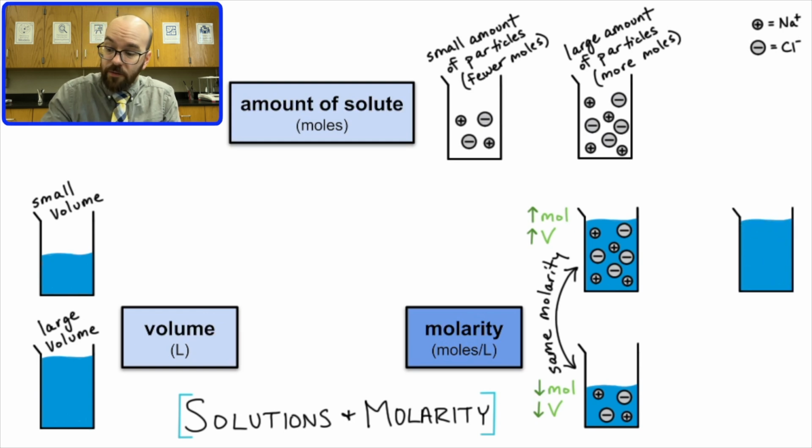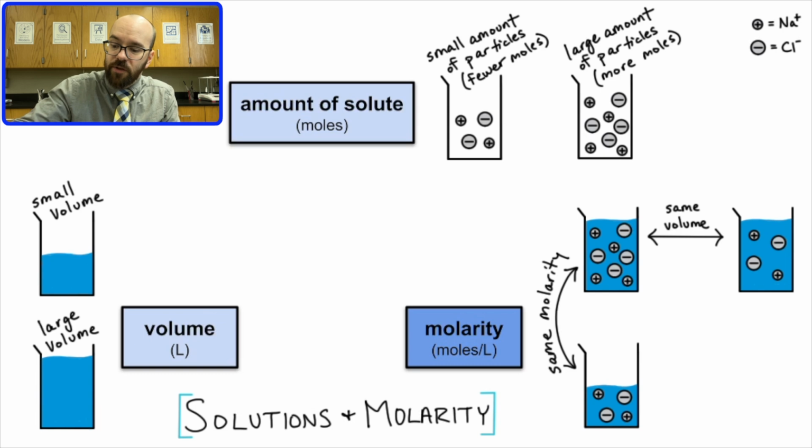Let's compare a couple more here. I'm going to draw a second beaker. In this beaker, I've got the same volume, but I'm going to have a fewer number of particles drawn. So in this case, we have two examples where I've got the same volume. The amount of water, or the total amount of liquid, is going to be the same in both of these. But if you notice, I have fewer particles dissolved in this beaker on the top right. So we're going to have a different number of moles, and we're going to have a different molarity.